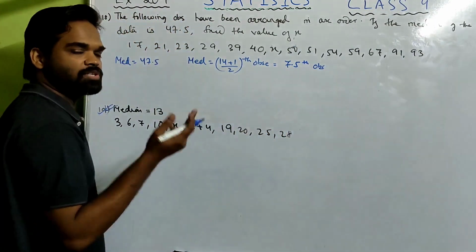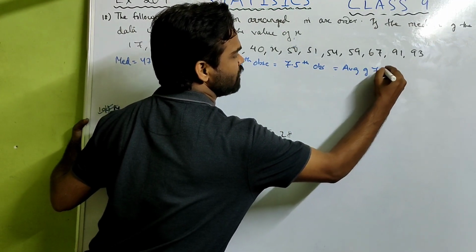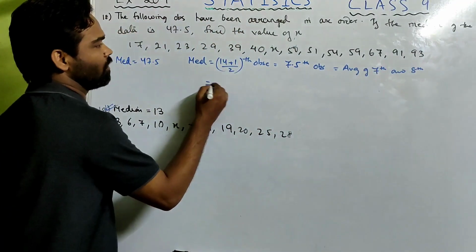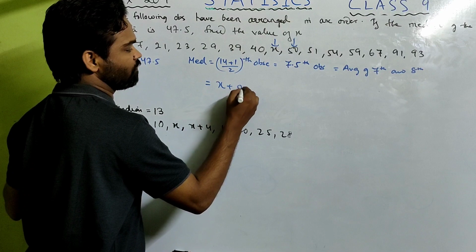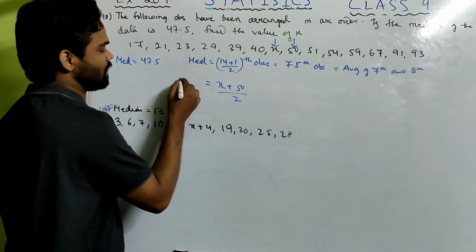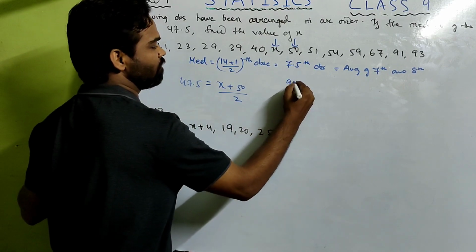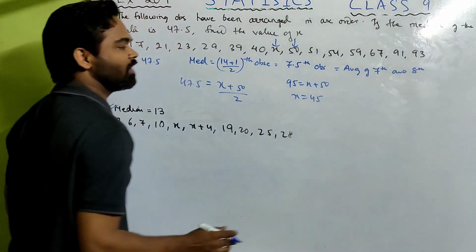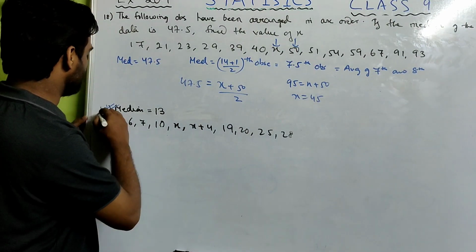So 7.5 observation, how do you get? It's nothing but the average of the 7th and 8th observation. Now the 7th observation is x. The 8th observation is x plus 50 by 2. Median is how much? 47.5. Solve this. This is 95 equals x plus 50, which means x equals 45. Done. Pretty easy. Now let us look at number 19.